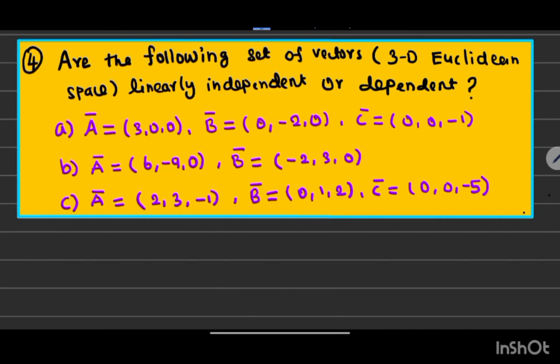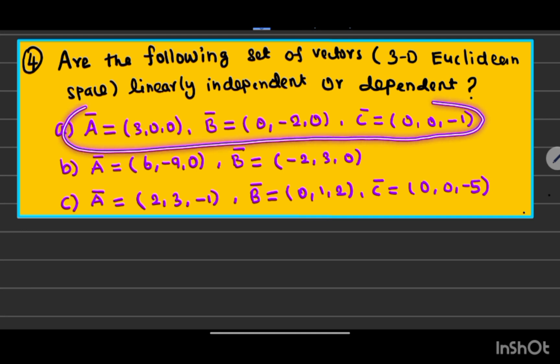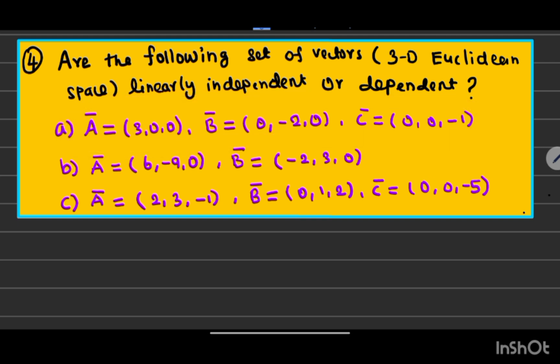In the fourth question, a group of vectors is given: A, B and C. They are vectors from 3D Euclidean space itself, and we have to find whether they are a linearly independent or dependent set of vectors. For this we need the idea of linear independence and dependence of a group of vectors. In my first lecture I have discussed the theory of that extensively. If you have not seen that, please have a look at it first and then come here. Okay, let's try to solve this problem.